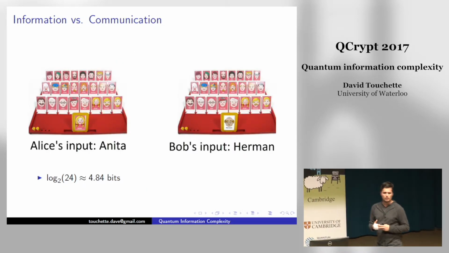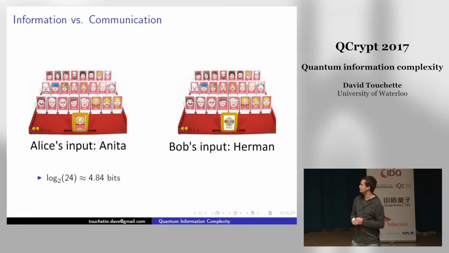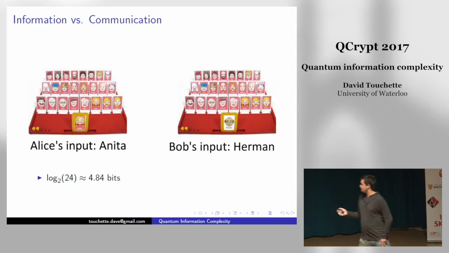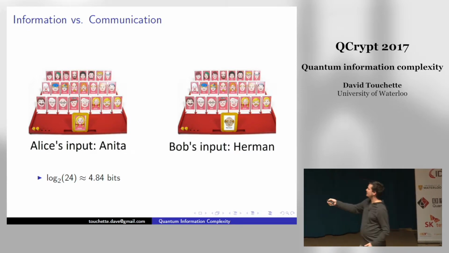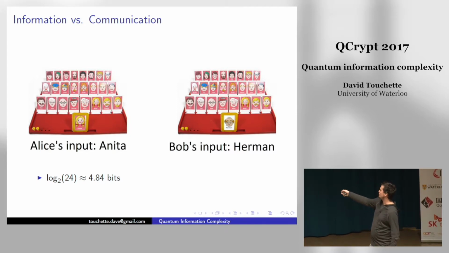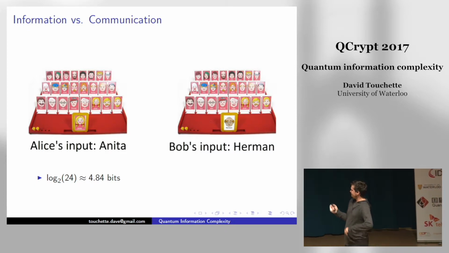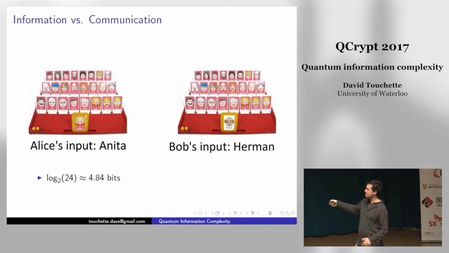So let me try to explain this link between information and communication with this simple game. Hopefully you know Who's Who. So in that game, Alice is given one particular character out of a set of here 24 possible characters, similarly for Bob. So Alice's input is Anita here, and Bob's input is Armin. So Alice wishes to determine what Bob's input is, and vice versa, Bob wants to determine what Alice's input is.